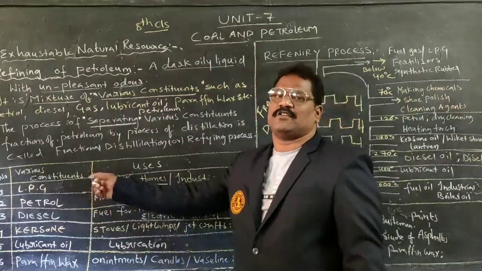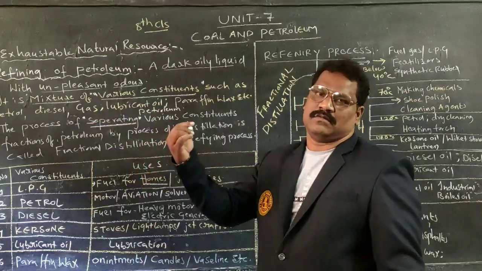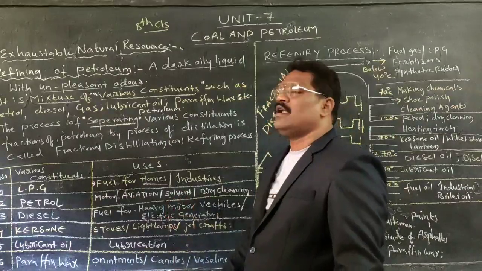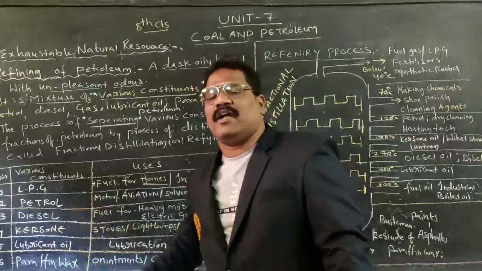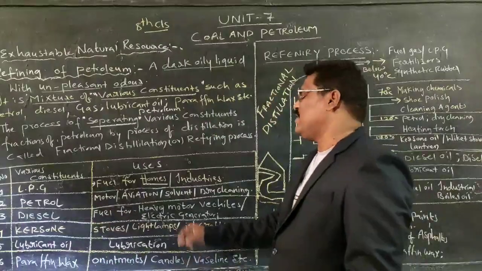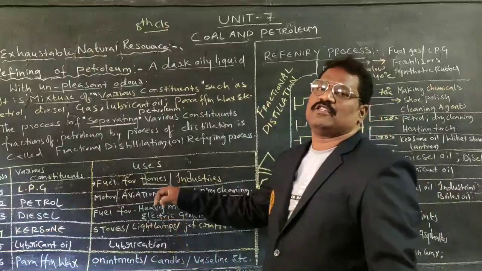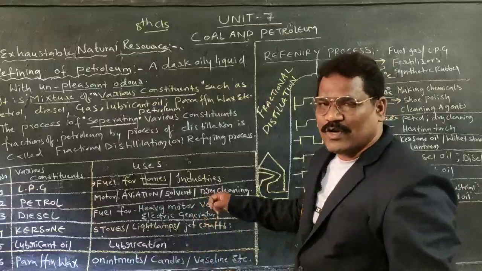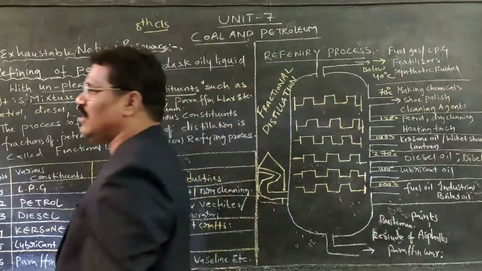Second is petrol. For what purpose is petrol useful? To run light vehicles like scooters, cars, motorbikes, and so on. Not only that, for navigation purposes, petrol is also useful to run planes. It can also be used as a solvent, and in dry cleaning. Those are the various uses of petrol.